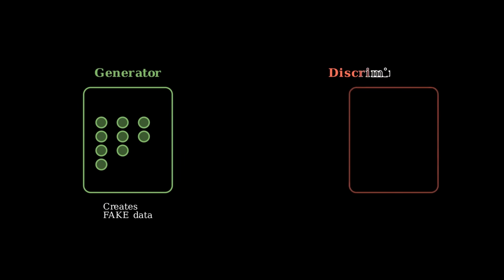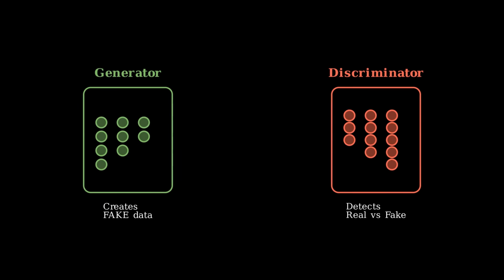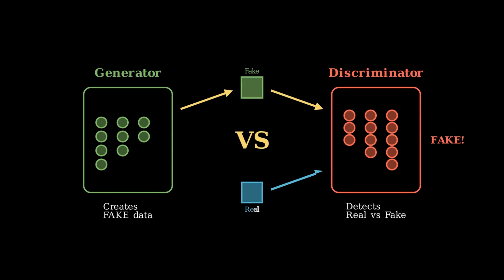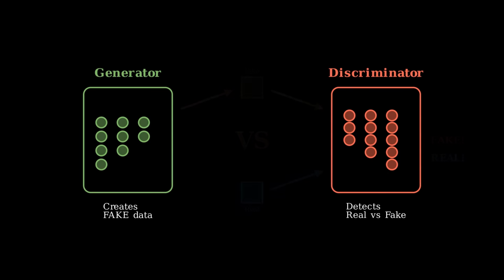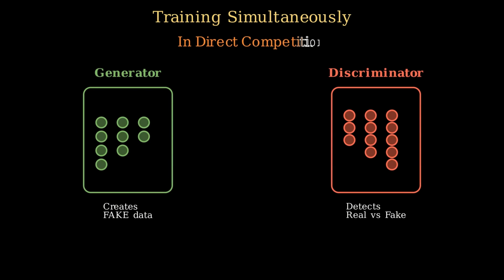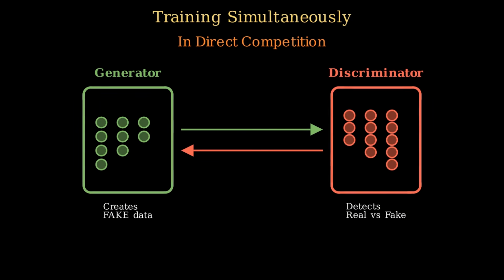Its job is to create fake data that looks as realistic as possible. The second is called the discriminator. Its job is to look at data and decide whether it's real or fake. The two networks are trained simultaneously in direct competition with each other.